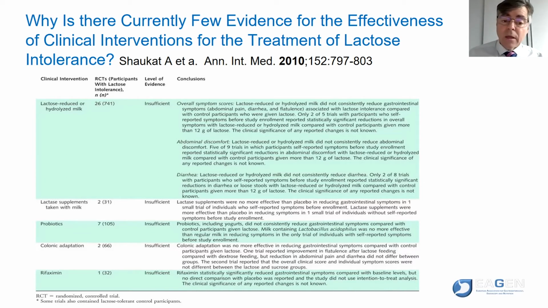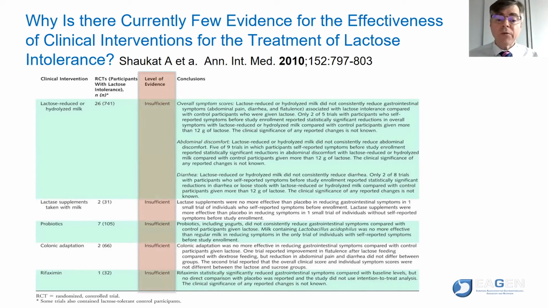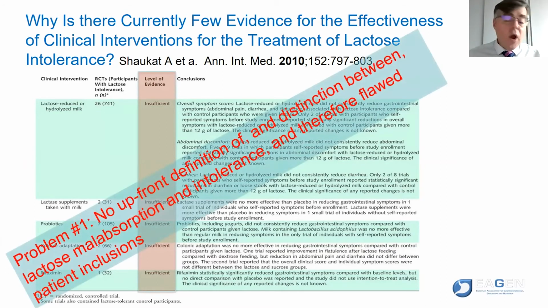Treatment effects of lactase or diet or antibiotics have been nicely summarized in this review. However, the result was that the level of evidence for all of these interventions, lactase supplements, probiotics, rifaximin, diet, is insufficient. Why is that the case? Look at the time when this review was performed, in 2010. The problem then was that there was no upfront definition of and distinction between lactose malabsorption on one side and intolerance on the other side, and therefore flawed patient inclusion.